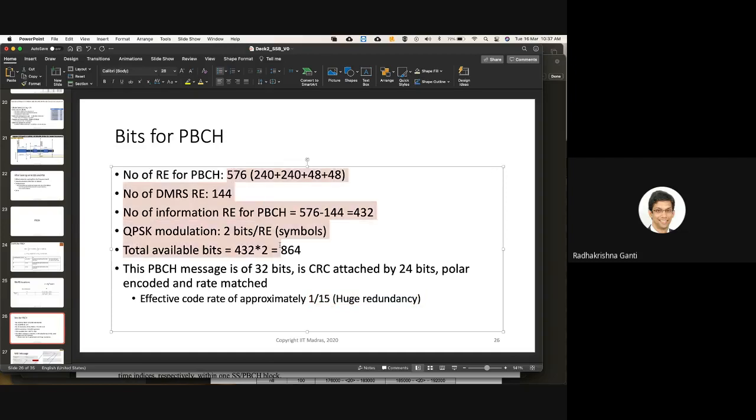I put this slide mainly to emphasize that the PBCH message, including the MIB, is very heavily encoded. The redundancy is about 1/15, which is huge, a very low rate code. Let's understand what is there in this MIB now.